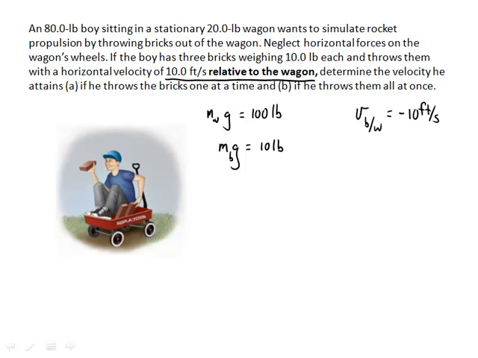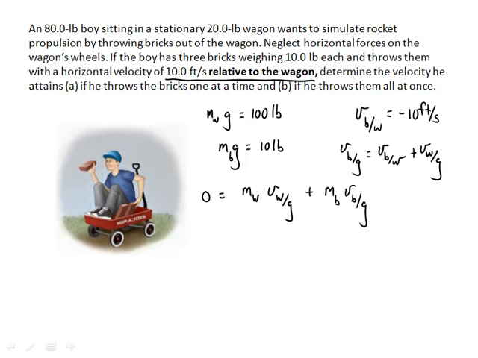Now, conservation of momentum says, since he starts from rest, the initial momentum is zero. That's going to equal the mass of the wagon times the velocity of the wagon with respect to the ground. Okay, momentum is always going to assume a velocity with respect to the ground, plus the mass of the bricks times the velocity of the bricks with respect to the ground. So the velocity of the brick with respect to the ground is going to equal the velocity of the brick with respect to the wagon, plus the velocity of the wagon with respect to the ground. Note my subscript. So 0 equals the mass of the wagon, velocity of the wagon with respect to the ground, plus the mass of the brick, velocity of the brick with respect to the wagon, but that's minus 10 feet per second, plus the velocity of the wagon with respect to the ground.